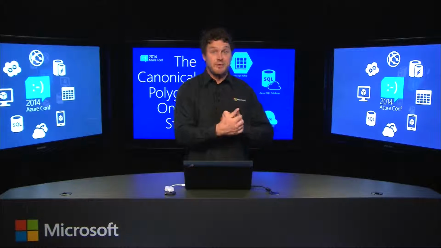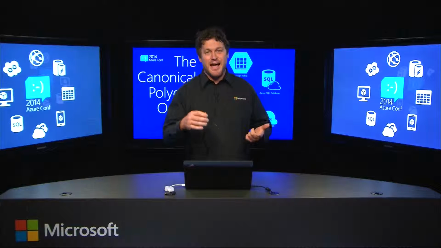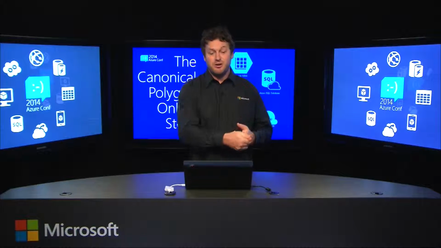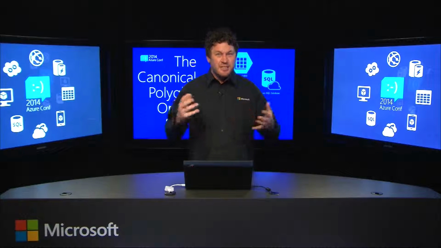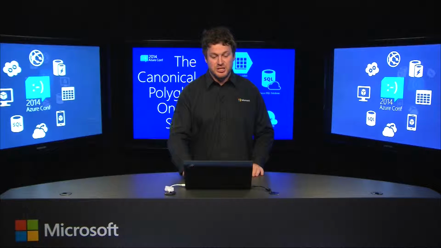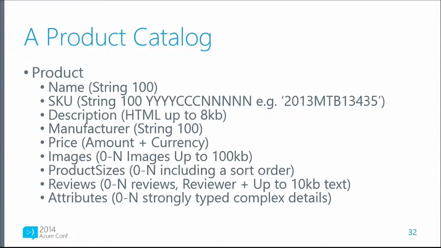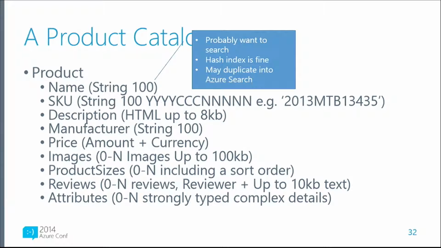There's a great example from the Patterns and Practices team. It's referenced extensively in Martin Fowler's book. Let's go through and actually think about some of the data modeling challenges you might see when you think about a product catalog. So here's a high level set of data characteristics that you might need to represent in a product catalog. So we've got our name, right?